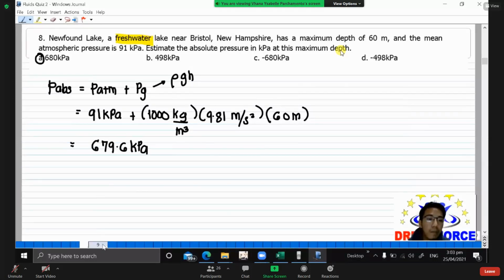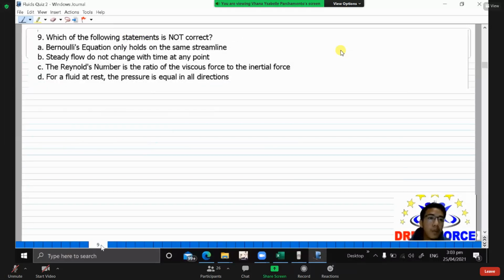Okay. Next number 9. Okay, which of the following statements is not correct? Okay, siya C, letter C. The Reynolds number is the ratio of the viscous to the inertial force. Dapat ang Reynolds number natin, that is the ratio of your inertial force over your viscous force. Yan yung relation ng Reynolds number dapat natin. Force over force, kaya naging unitless.